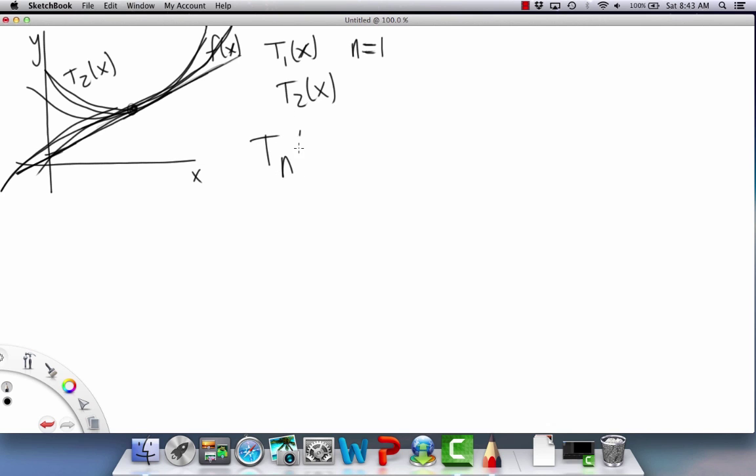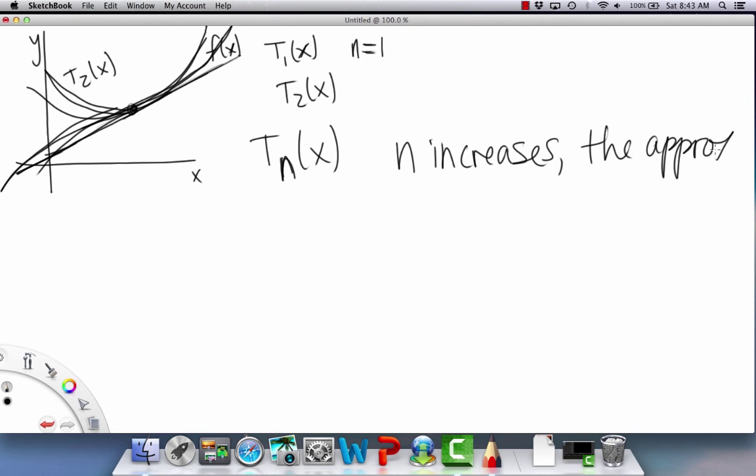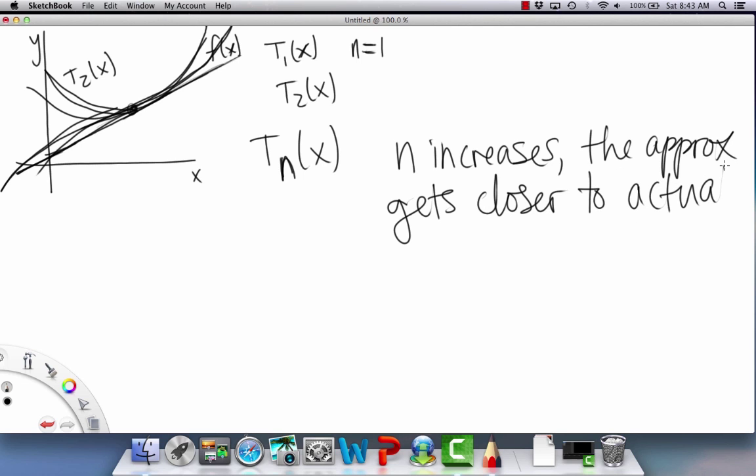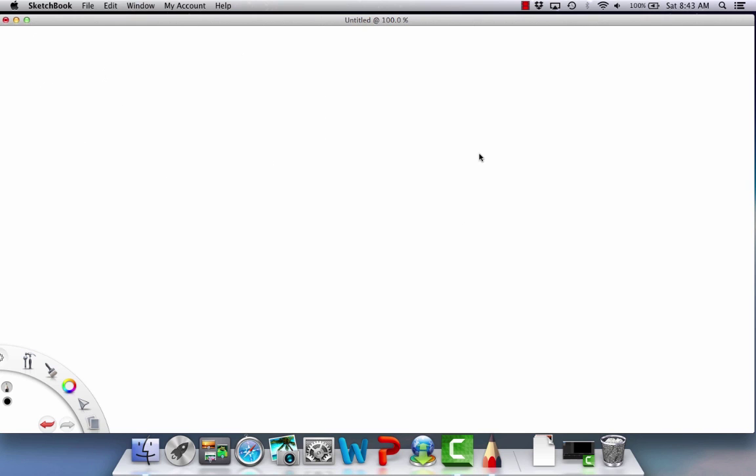So anyways, a Taylor polynomial is kind of like an approximation to the n-th degree. But basically, as n increases, the approximation gets closer to the actual function, to your actual f of x. Okay? So I'll write the formula in the next slide. It's kind of long. Well, not that long.